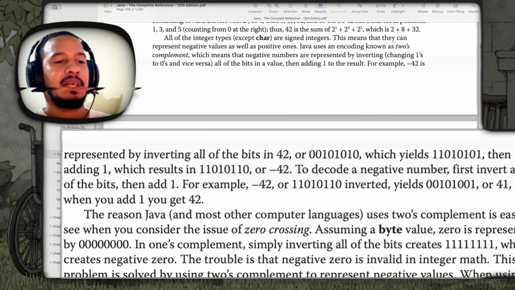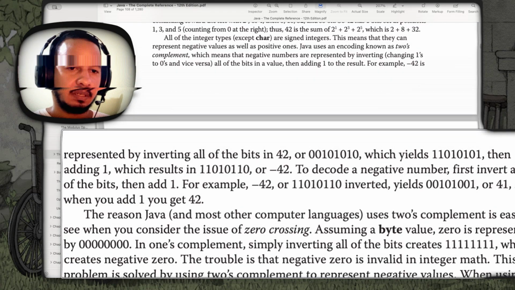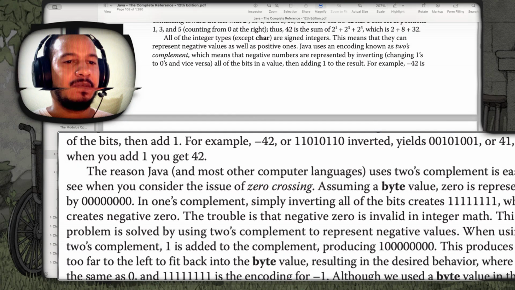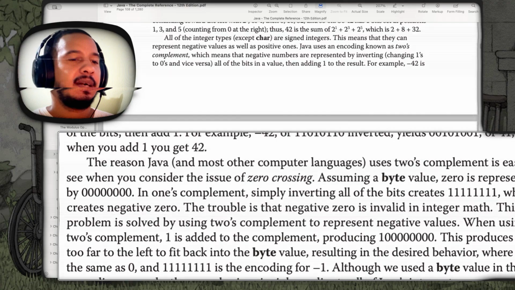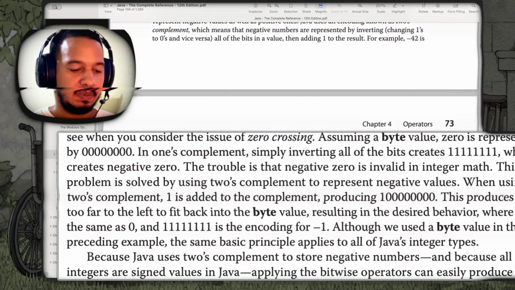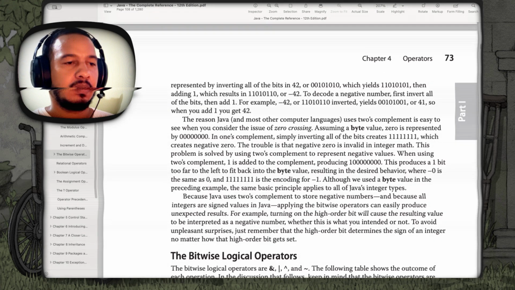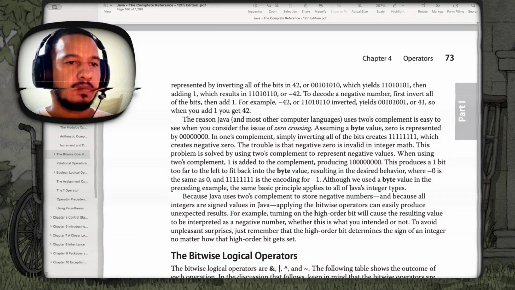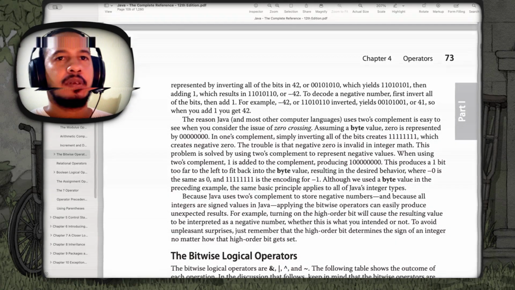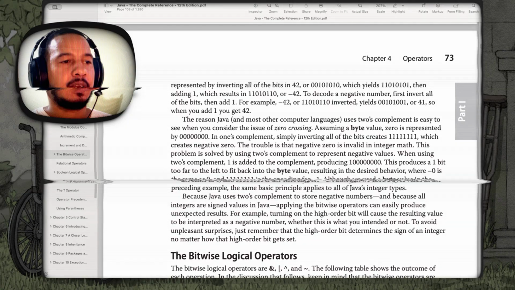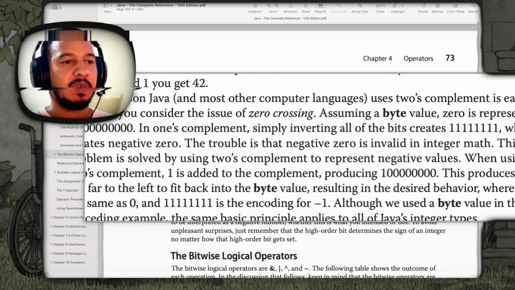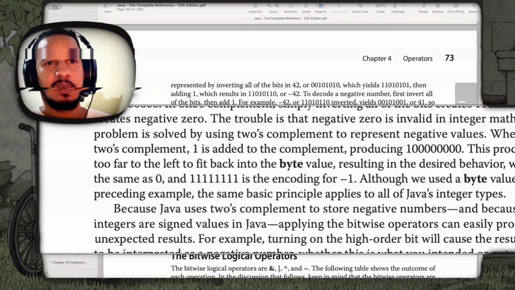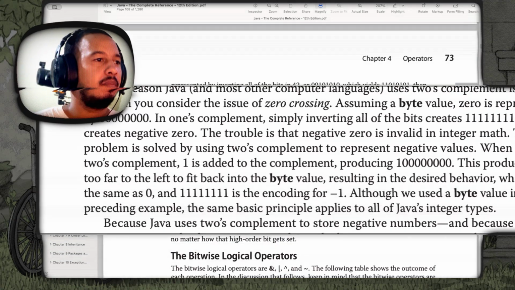The reason Java and most other computer languages use 2's complement is easy to see when you consider the issue of zero crossing. Assuming a byte value, okay, we've got one more minute. Let me see how much this is reading. So it looks like we'll just read these two paragraphs, and that's it, because we are at the limit when the video should be stopped.